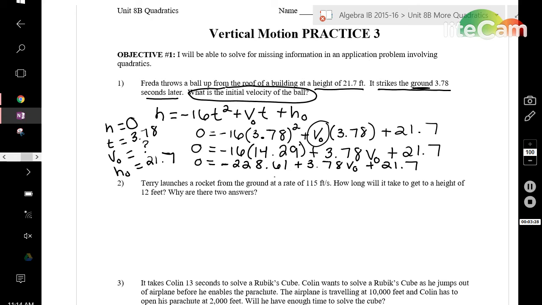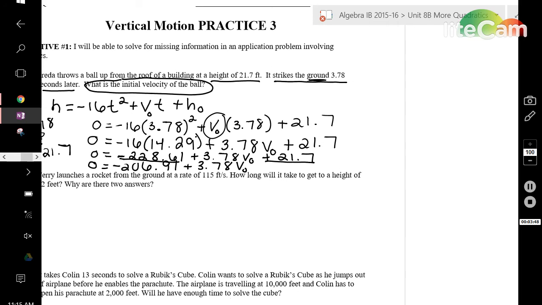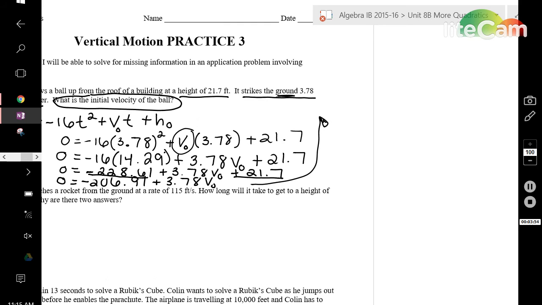Now I could combine like terms. I could do negative 228.61 plus 21.7. If I do that, I end up with negative 206.91 plus 3.78 times the velocity. I'm going to continue the problem over here. So what I would do now is I could add the 206.91 to each side, the inverse operation. So I'd have positive 206.91 equals 3.78 times the velocity.